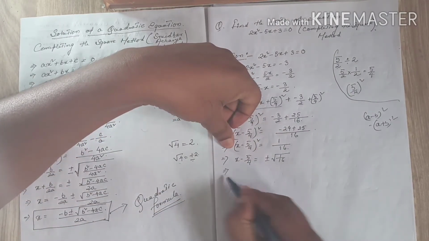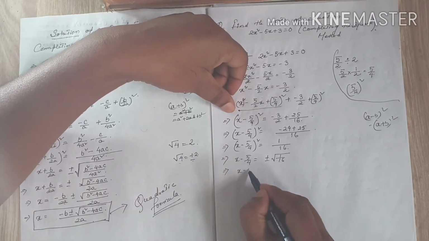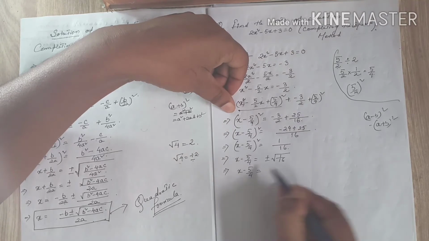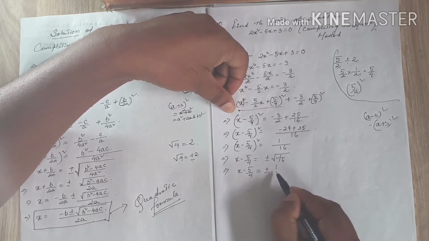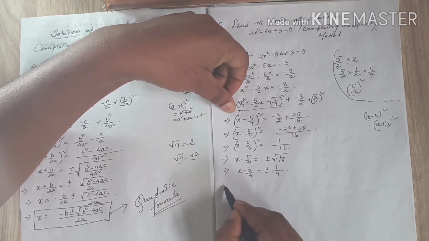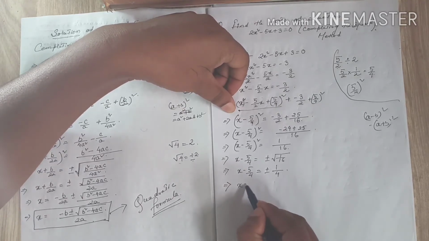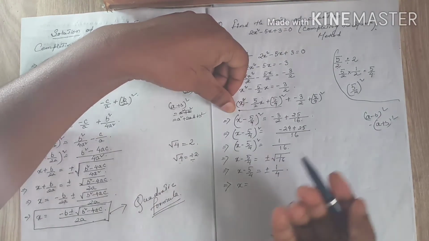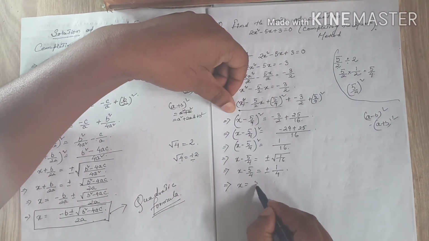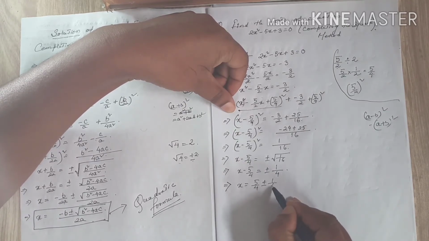So x minus 5 by 4 is equal to, what is the square root of 1? 1. What is the square root of 16? It is 4. Clear? So still x is not alone, which means I have to find out the value of x. So x is equal to, transpose this to the right side. Minus 5 by 4 to the right side. So it becomes plus 5 by 4 plus minus 1 by 4.